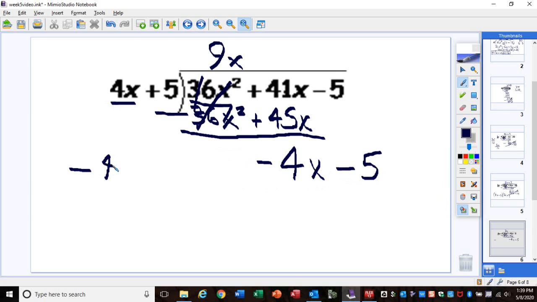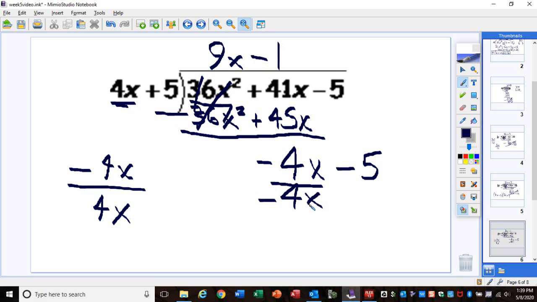Let me show you. We're going to take this first term here and divide it into this first term. So what you basically have is negative 4x divided by 4x. Well, is that not just negative 1? It sure is. So now, take negative 1 times each one of these, and you're going to get exactly the same thing you had, and we're done. That's it.